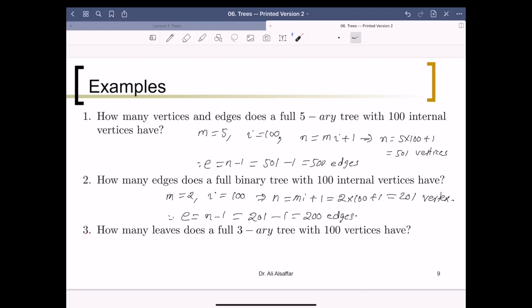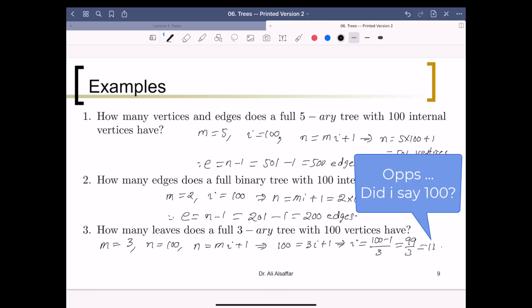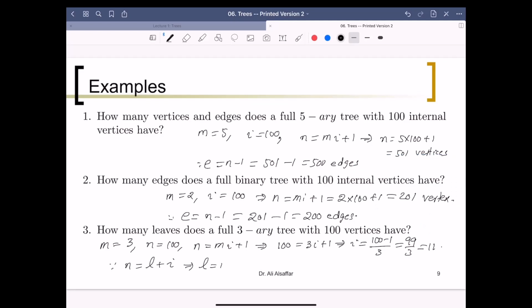For the last example, it is required to find the number of leaves, which is l, for a full 3-ary tree with 100 vertices. So we have m equal to 3 and n equal to 100. We have the equation n equals m times i plus 1. From here, we have 100 equal to 3i plus 1. So how do we find i? i is equal to 100 minus 1 over 3, which is 99 over 3, which is equal to 33. Since the number of vertices is equal to the number of leaves plus the number of internal vertices, the number of leaves is equal to n minus i. So we have found i, and we have 100 vertices minus 33, and this is equal to 67 leaves.